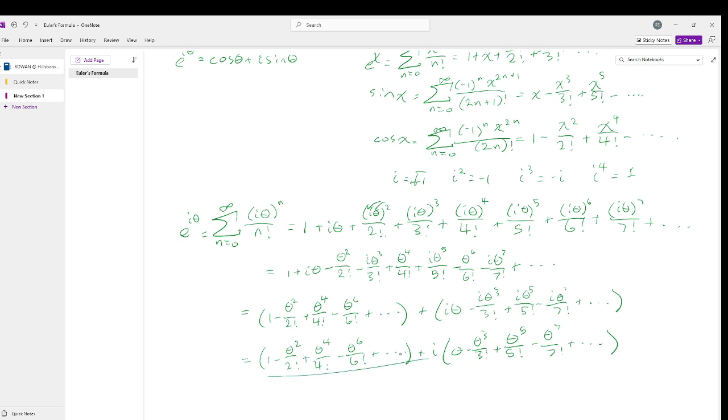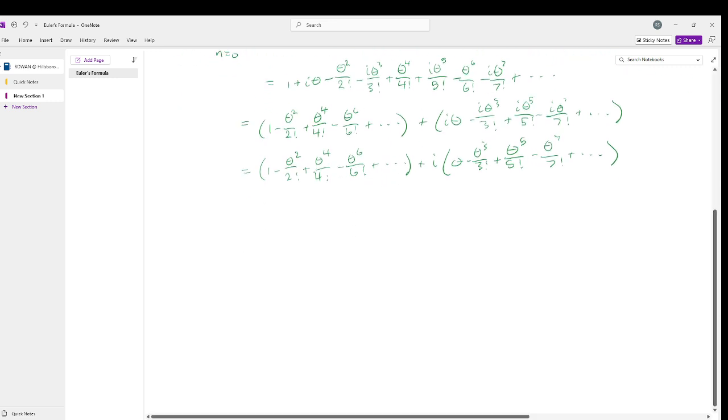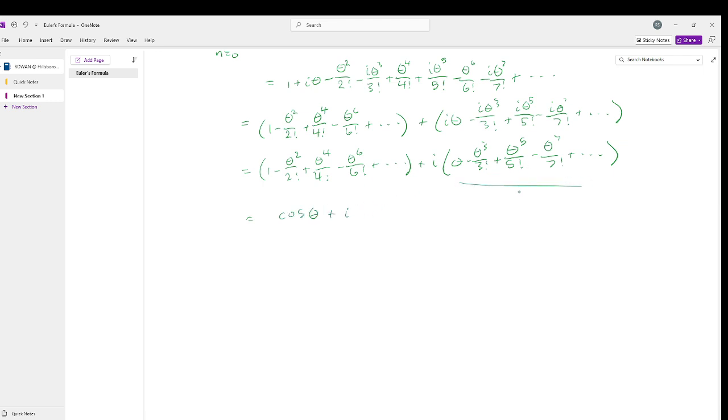So this one right here, that's cosine of x. But it's theta instead of x, so we get cosine theta plus i times, and what's this? This is sine of theta. So we get i sine theta. Therefore, e to the i theta equals cosine theta plus i sine theta. So that's the result we're looking for.